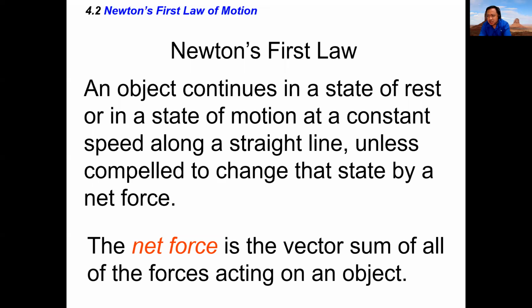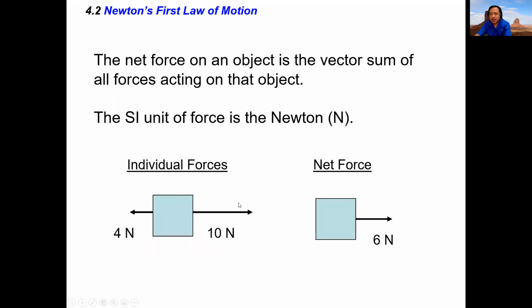In other words, Newton's first law says an object tends to continue in its state, either at rest or in constant velocity motion. So this is what we call an inertial frame later on. And take note, unless compelled to change by a net force. When I say a net force, it is the summation of all the forces acting on the object.